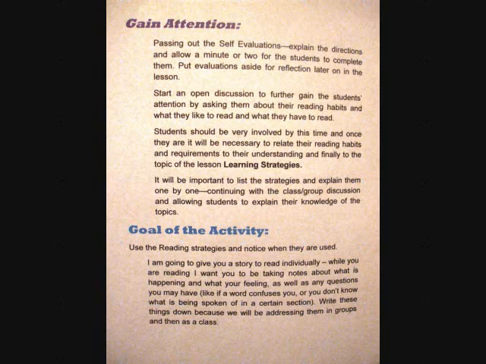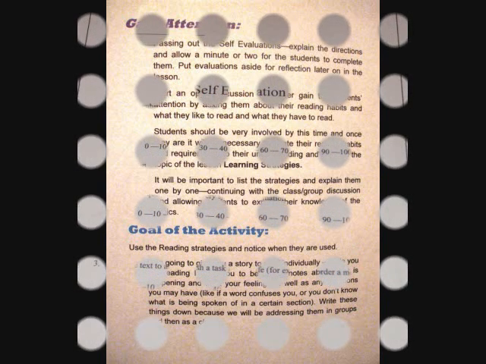Gain attention. Begin by giving the students the self-evaluation, explaining the directions, and giving them 1 or 2 minutes to fill them out. Put the evaluations aside after they are done so that they can use them to later reflect on their proficiency. Start by creating an open discussion to further gain the attention of the students, asking them what their reading habits are, what they like to read, and what they have to read. Connect this with the learning strategies that you'll be going over that day.